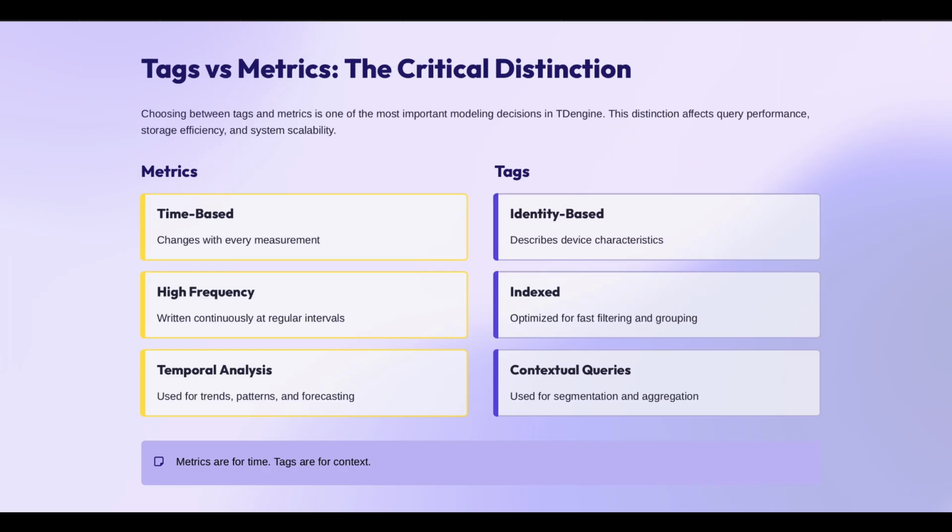So why does this separation matter? This separation allows TDengine to scale. Tags are indexed and optimized for filtering and grouping across thousands to millions of devices, and metrics are for time. Tags are for identity and context. So you can think of metrics as time-based and tags as identity-based. Cool.